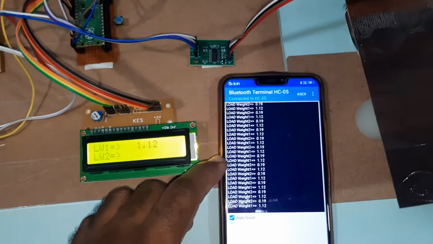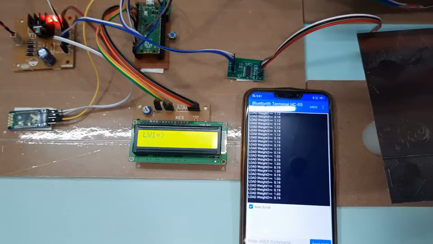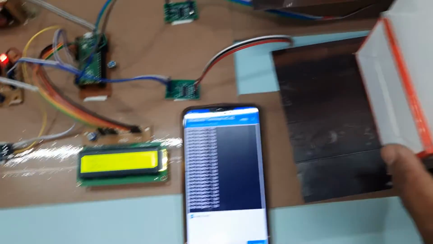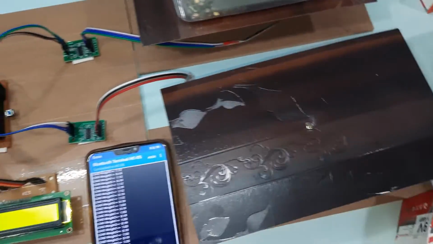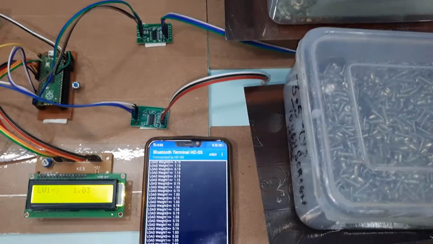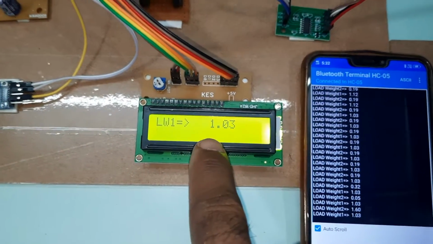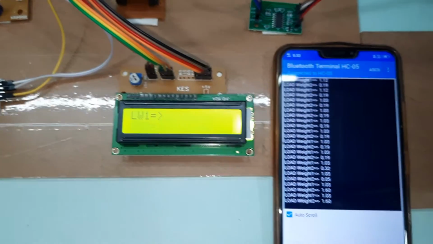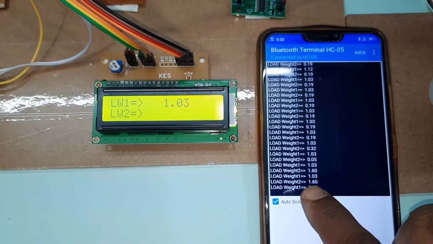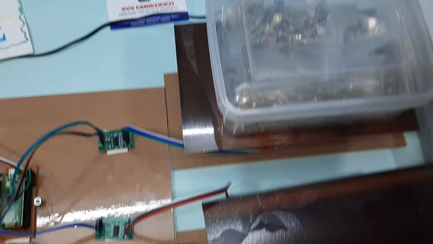So in the hyper terminal also we are getting the load values. Now I am going to insert 1.6 kg. So it is coming 1.6. So this is 1.60 and this is 1.013. So now I am interchanging these two.